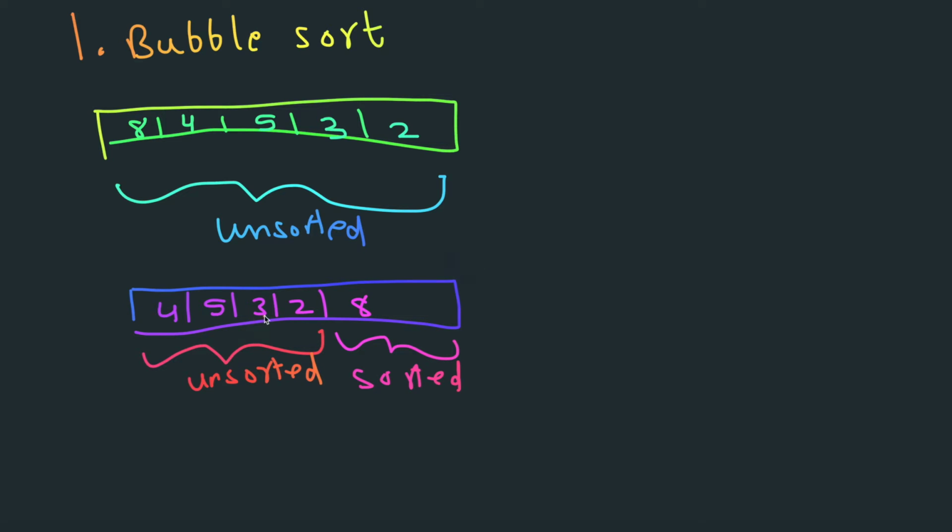If we keep on repeating this process, we scan the unsorted part again and bubble the maximum element, which is 5, to its appropriate position. The sorted part of the array keeps on increasing, and the unsorted part keeps on decreasing in length, and at the very end the whole array ends up being sorted. Let me explain this sorting mechanism in further detail by going through the same example.